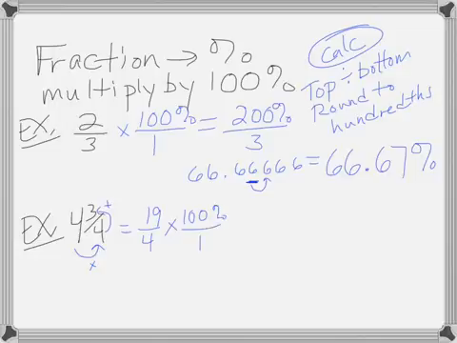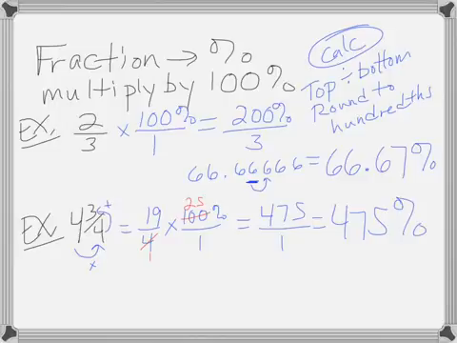You can definitely reduce diagonally. 4 and 100 both divide by 4. That leaves us with a 1 and a 25. Now multiply tops and multiply bottoms. 19 times 25 is 475 over 1, or just 475, and again, that is a percent.